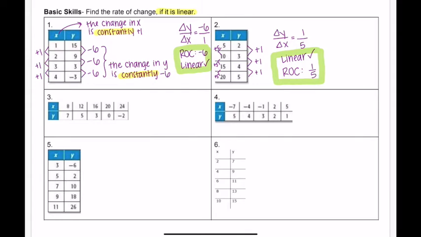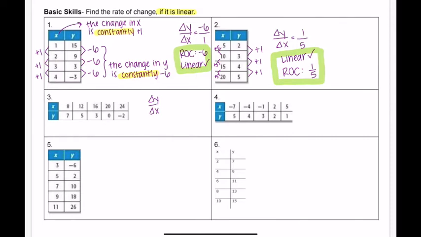Example 3. Again, we are looking for the change in y over the change in x. So be careful of how your table is laid out. We were looking at vertical tables where the y value is on the right and x is on the left. Now it's horizontal where x is on top and y is on bottom.